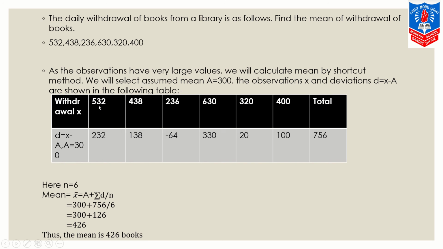That is d equals x minus a means हम deduct करेंगे 532 minus our assumed mean 300. 532 minus 300, I'll get 232. Then 438 minus 300, I'll get 138. So on students, you will continue, and finally you will get the total 756. This is what? Sigma d. Now our n is 6. 1 2 3 4 5 and 6.